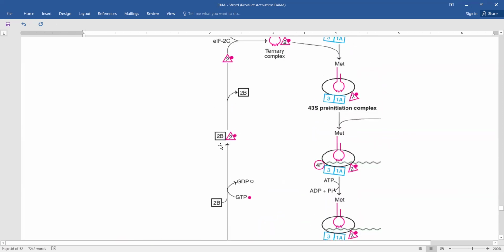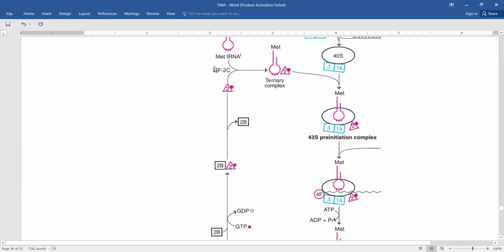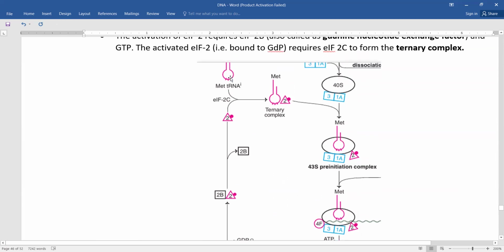Okay, so now this 2B is removed, and 2C is added to this bound initiation factor 2, GTP. With the help of this 2C, or initiation factor 2C, this charged methionine-containing tRNA binds with this activated initiation factor 2, which contains the GTP. Both of these are united to form a ternary complex: methionine is 1, tRNA 2, initiation factor 2 is 3 and GTP is 4.